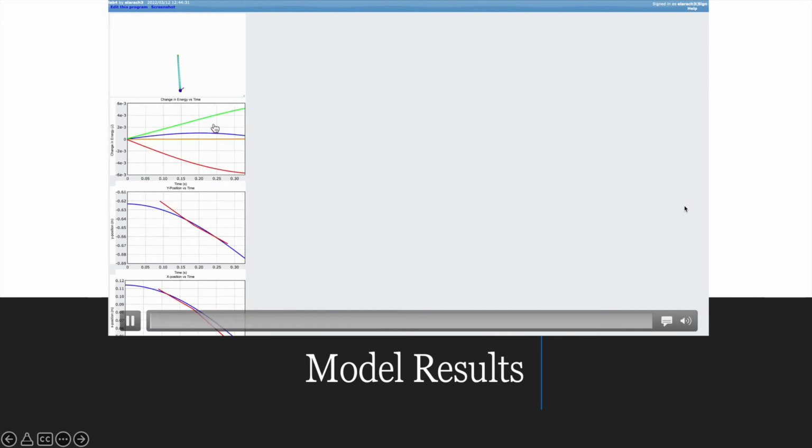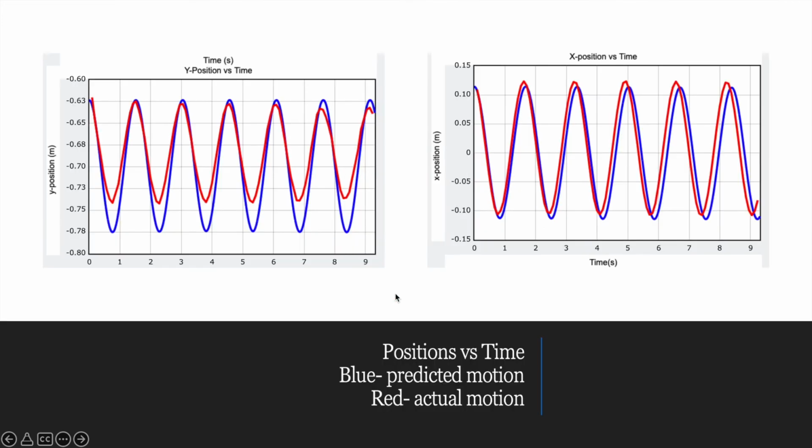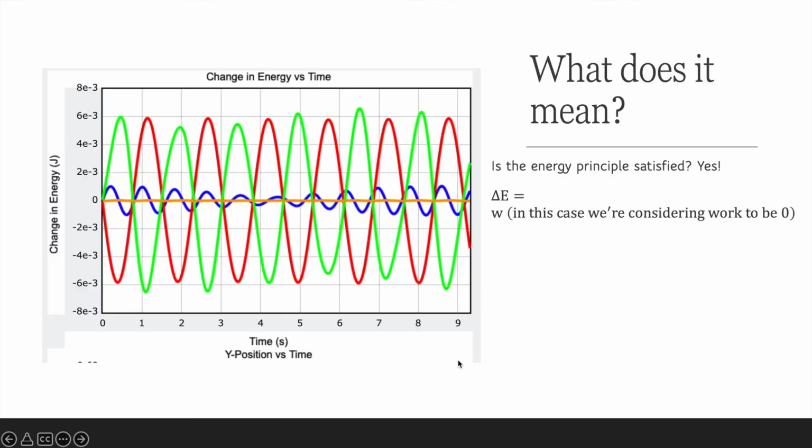As we can see in our energy graphs, the energy principle does get conserved because our total energy, which is the orange line, is just a constant line. Then for the potential energy, we can see that when the spring is contracted, the potential energy goes up and the kinetic energy goes down. The blue is the predicted motion and the red is the actual motion.